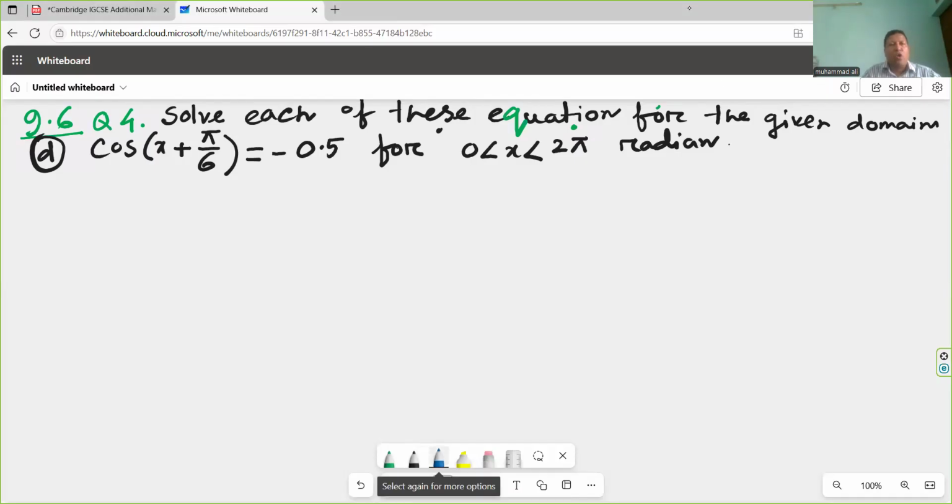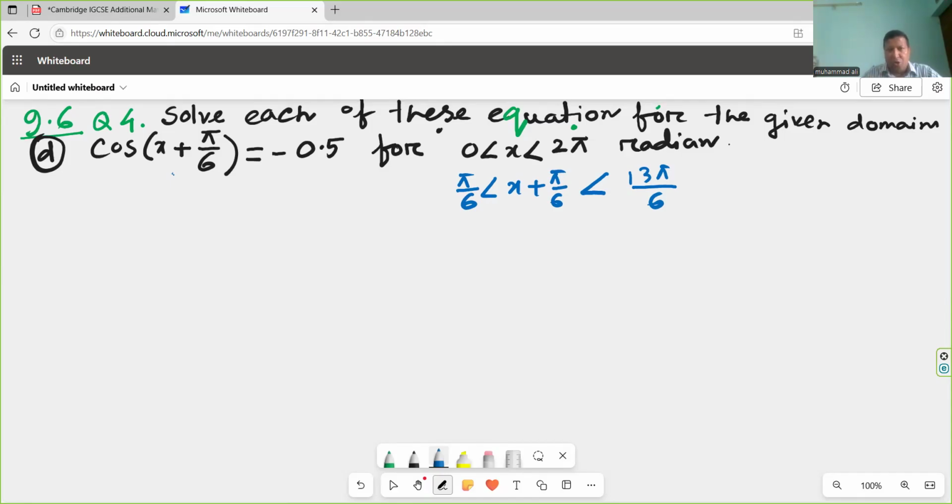Question number D: cos(x + π/6) = −0.5 for 0 < x < 2π radians. One thing is very important. Now you have to set your calculator to radian mode, and after that rearrange the domain. Here 0 < x < 2π, so we have to add π/6. If we add π/6 here, it will be 13π/6.